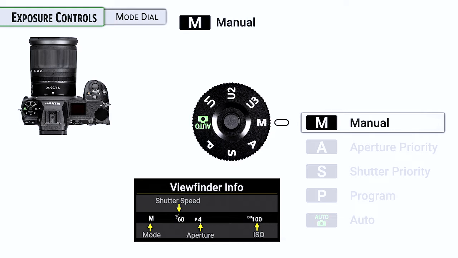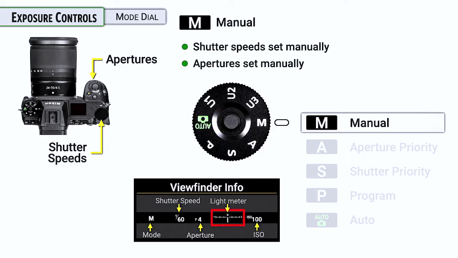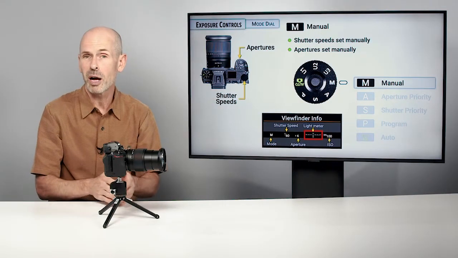All right. On to my favorite mode, manual. This is where you get to have full control. You're setting shutter speeds yourself, you're setting apertures yourself. You're going to use the main dial on the top back of the camera for your shutter speeds, and then in front, reach around up there and you adjust your apertures. Now this is where you're going to have to pay attention to your light meter to make sure that you're getting your images properly exposed.